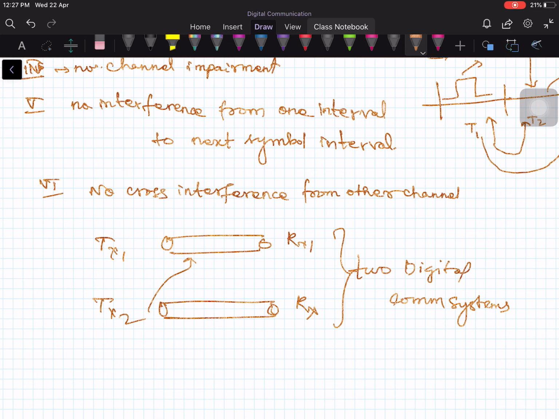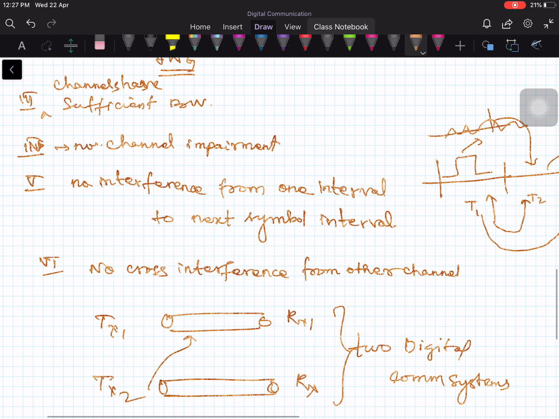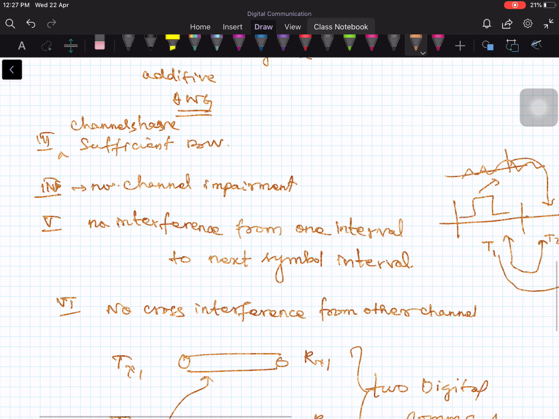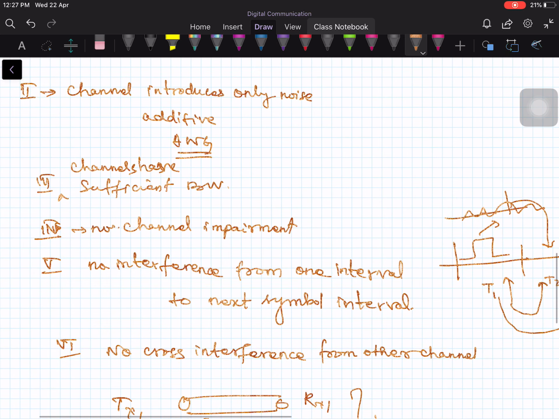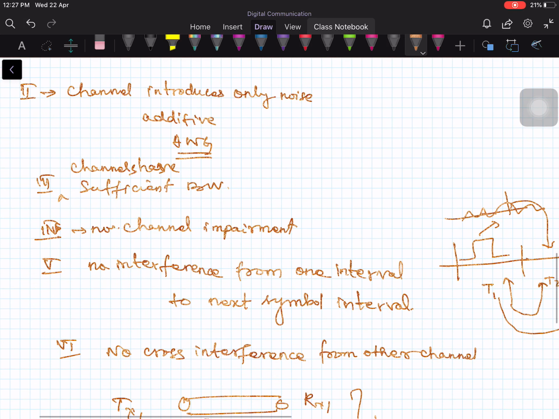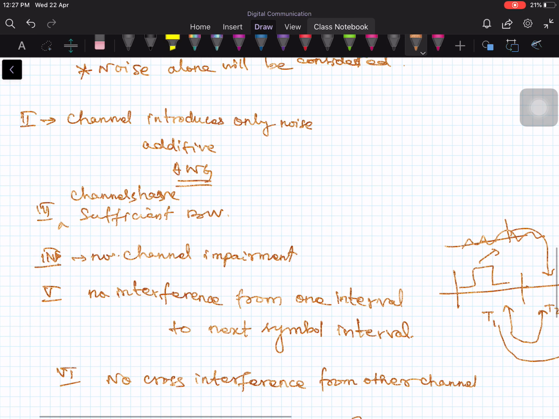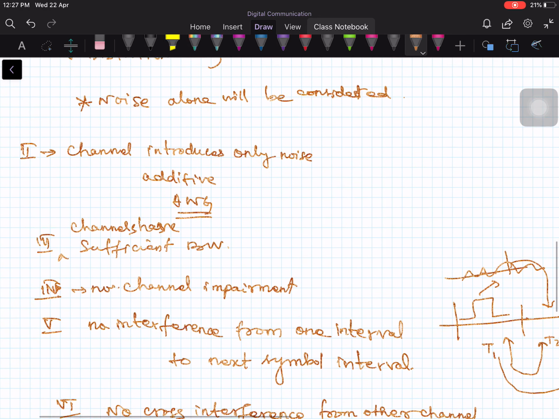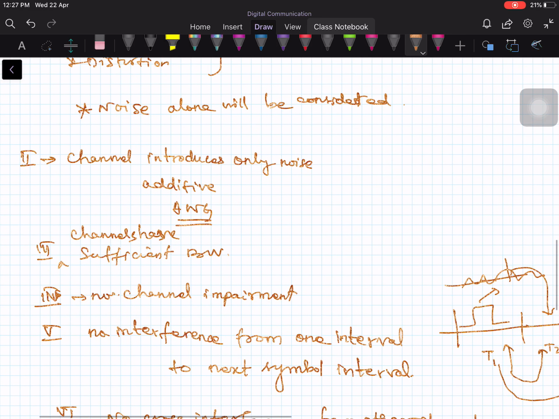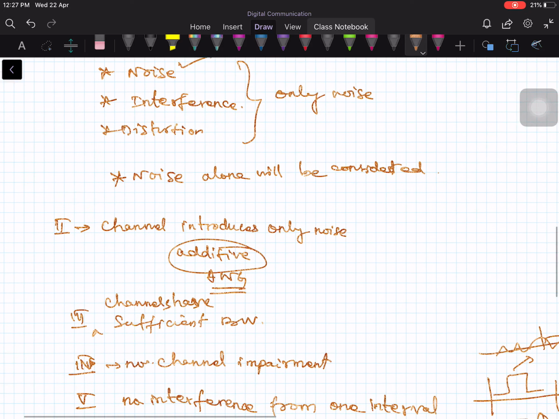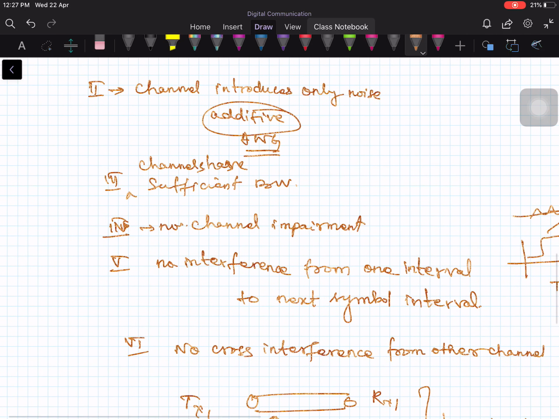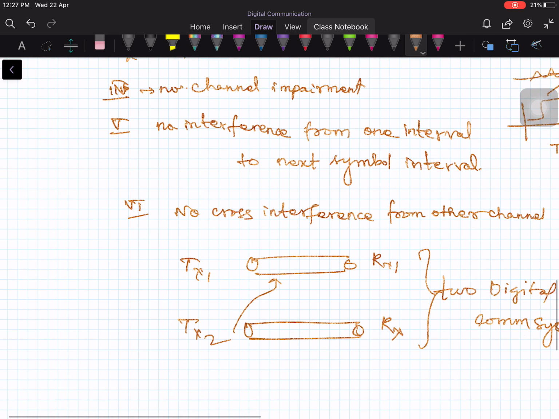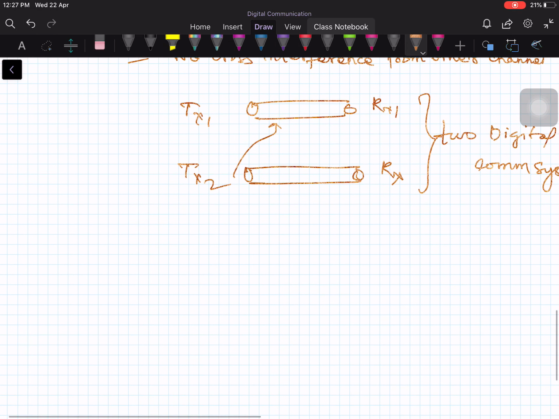Therefore, in our study, we are assuming no cross interference from other channels, no interference from one symbol interval to the next symbol interval, no channel impairments. That means no distortion, and the channel has sufficient bandwidth. That means it can faithfully reproduce the pulse at the output, and the channel introduces only noise, and that noise is also additive noise. So these are the few assumptions that we consider in the demodulation process.